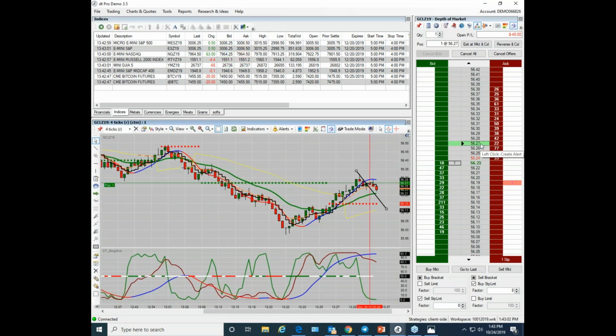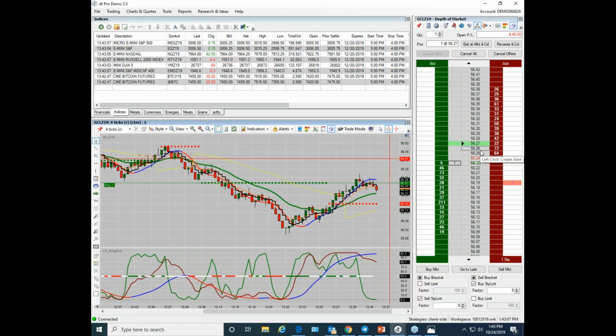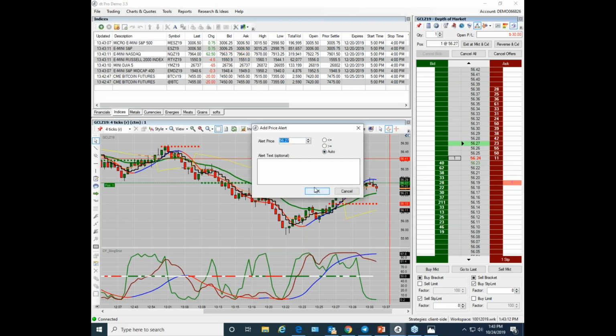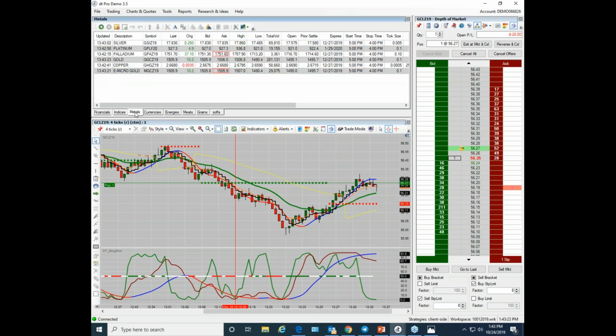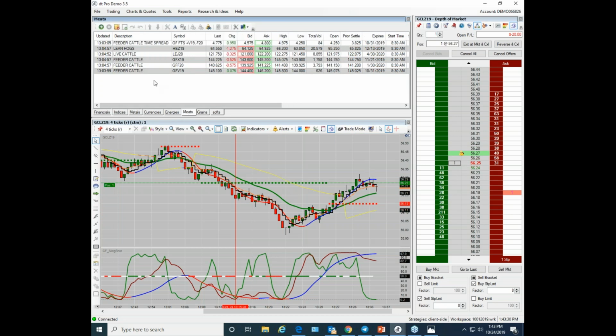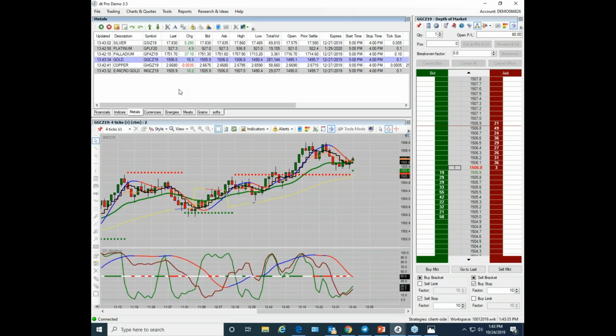All right, so while that's messing around, I will put an alarm in here. If that comes back up, we'll manage it, okay? But let's not stare at it. Let's go to a different market because we're trying to get enough looks at things. Metals. Let's go to gold. Let's see what's happening there.